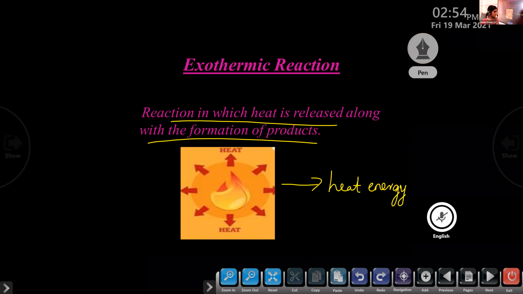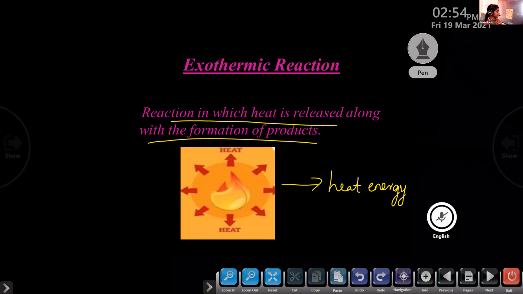So the reaction in which heat is released along with the formation of products. When this calcium oxide reacts with water, the calcium hydroxide is formed. Along with that, we can feel hot at the bottom of the beaker, right? This is due to the formation of heat energy, or the heat energy is released along with the products. So such type of reactions are called exothermic reaction.